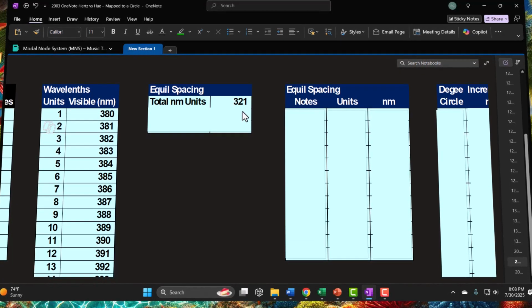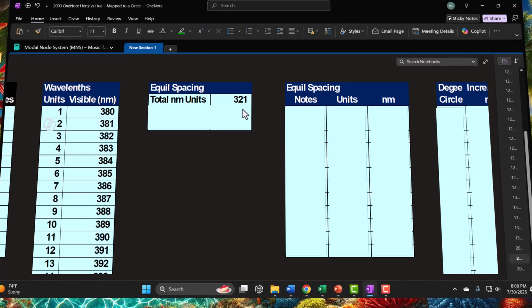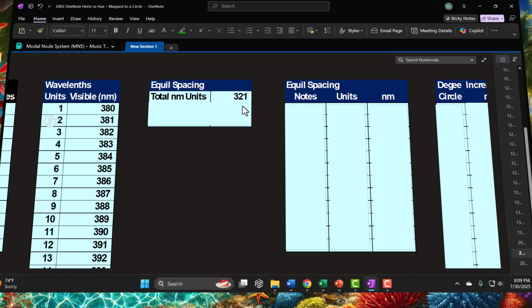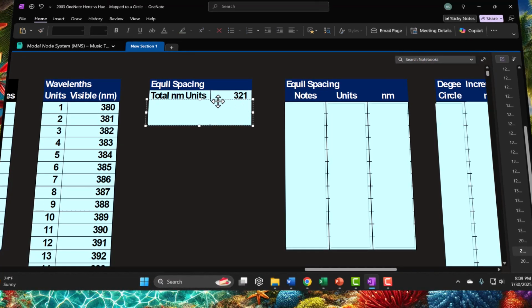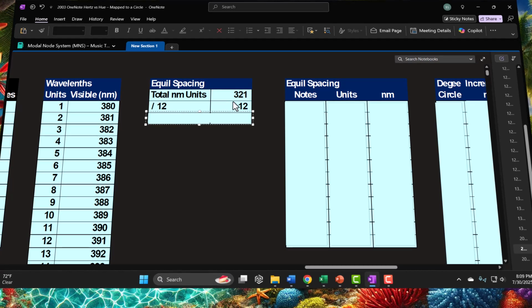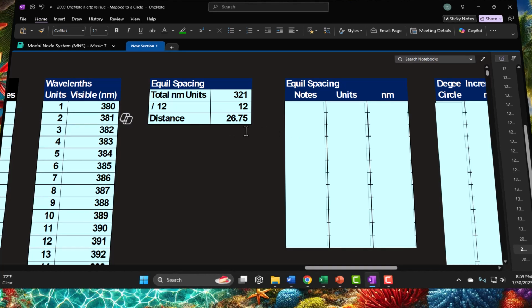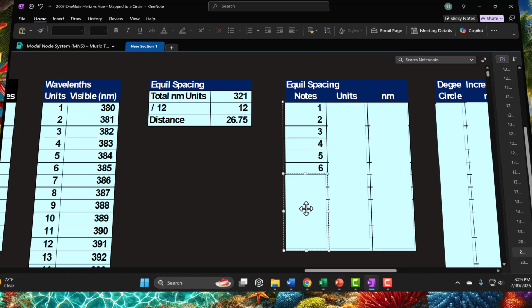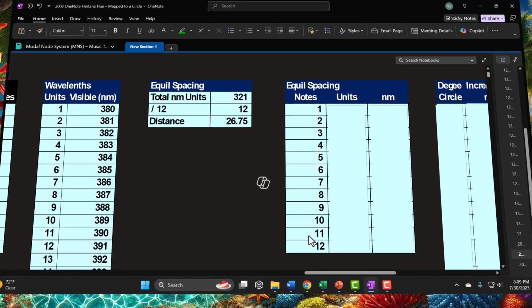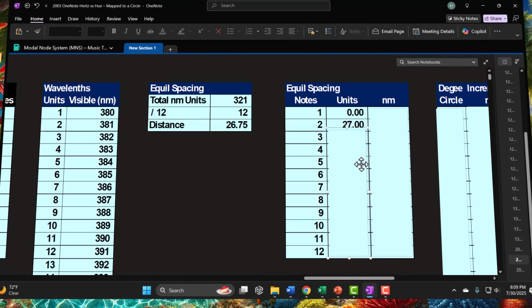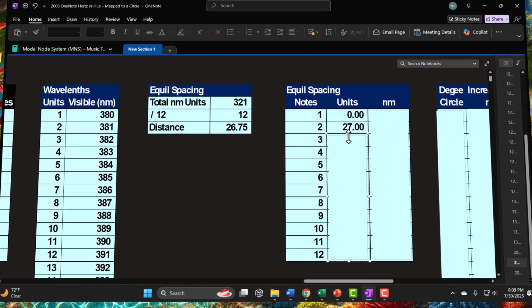So on the pitch wheel, I had to compress it to 360. This time we're going to have to expand it to 360. I want to have 360 degrees to make it into a circle. That's the log thing that we do, right? So if I don't do that and I just take 321 and divide it by 12, that would be our equal spacing. We're going to get an uneven distance, right, of 26.75. So if I try to make my 12 colors map onto my 12 notes, then I'm going to end up with a problem, right? Because it's not going to rotate around properly again.